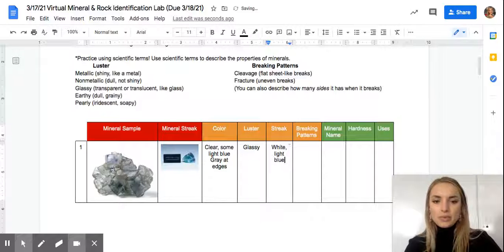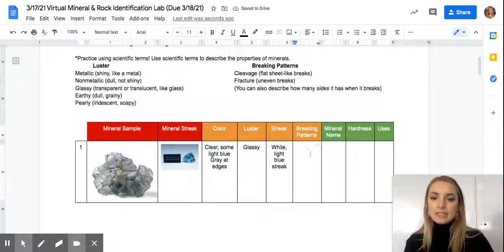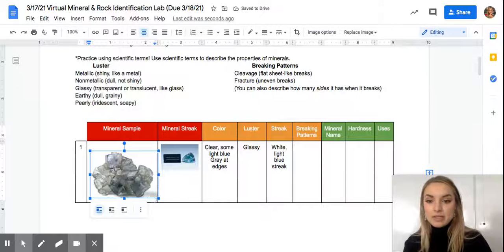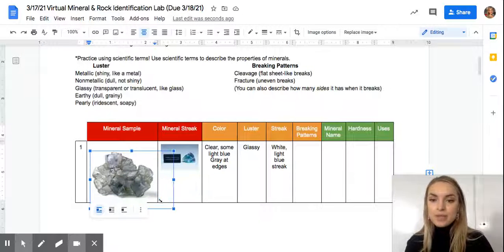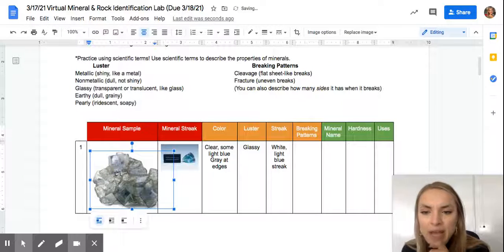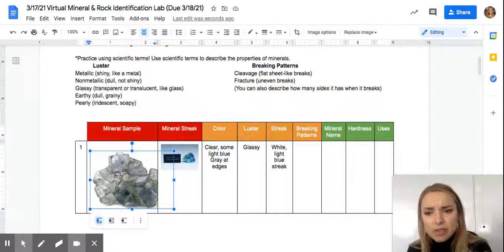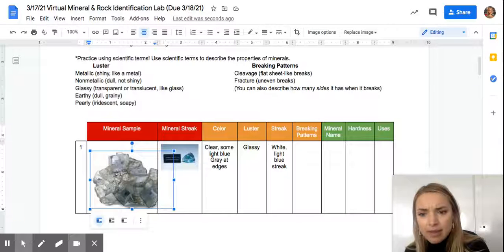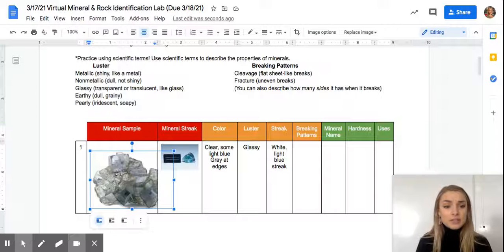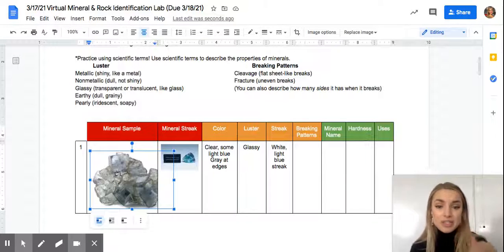White or light blue streak. And now the breaking patterns. So if I look at this one, it has some really clean edges, and I think it exhibits cleavage because of how flat the edges are.